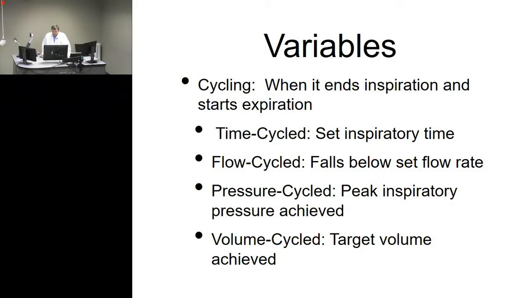Pressure cycled, so peak inspiratory pressure gets achieved. This is something we really don't see a whole lot. You can start to see some of these when you get into pretty advanced modes of ventilation, but not something that you're going to see in your standard mode. And then volume cycled: once that target volume gets achieved, the ventilator will cycle off. You have to wait to terminate the breath, or otherwise it will just continue to give flow or give air.